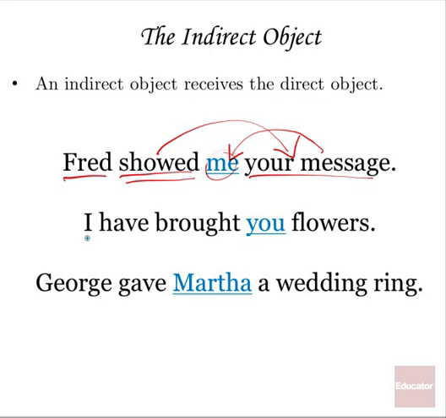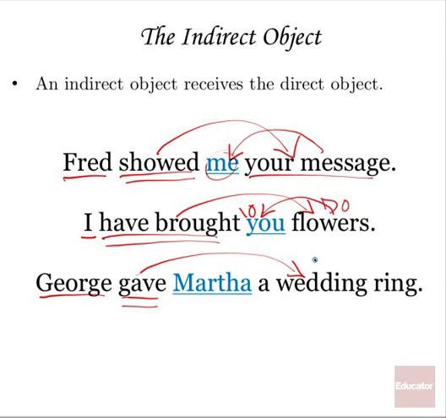I have brought you flowers. I is our subject. Have brought is our verb. Flowers is our direct object. And you is our indirect object. Now remember, you can only have an indirect object if you already have a direct object in the sentence. Without a direct object, there's nothing for the indirect object to receive, and it's not an indirect object. George gave Martha a wedding ring. Well, a wedding ring is the direct object. That's what actually received the giving. And Martha, the indirect object, received the ring.